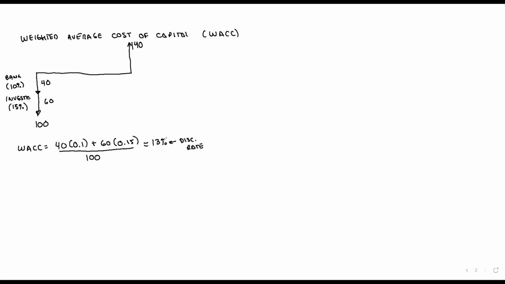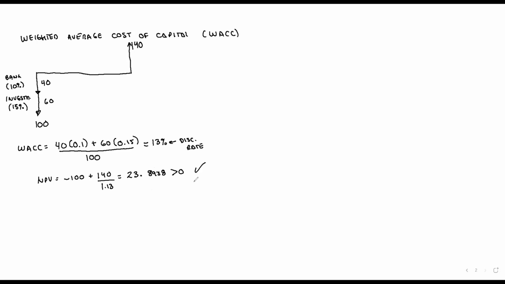And of course, now we can use the 13% to do my net present value. My net present value is going to be minus 100 plus 140 divided by 1.13. And what I obtain from here is 23.8938, larger than 0, so do the project.